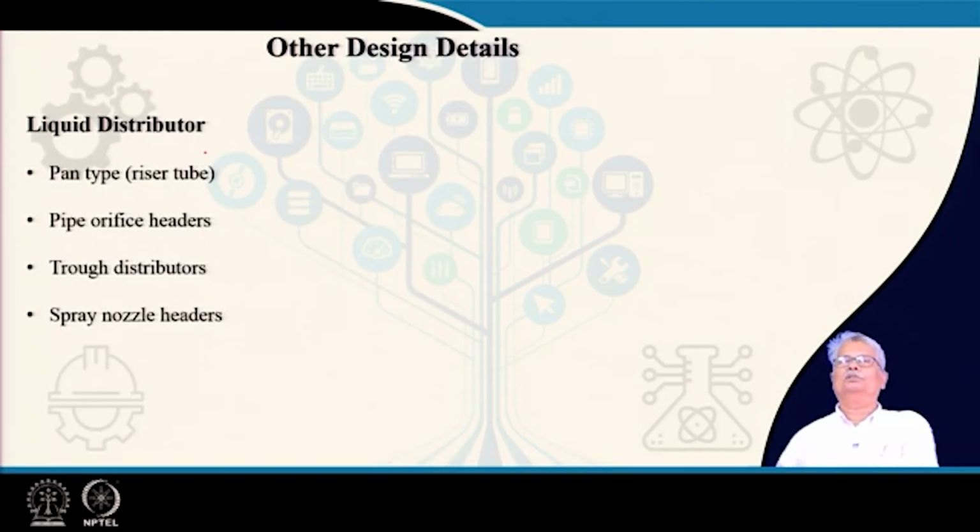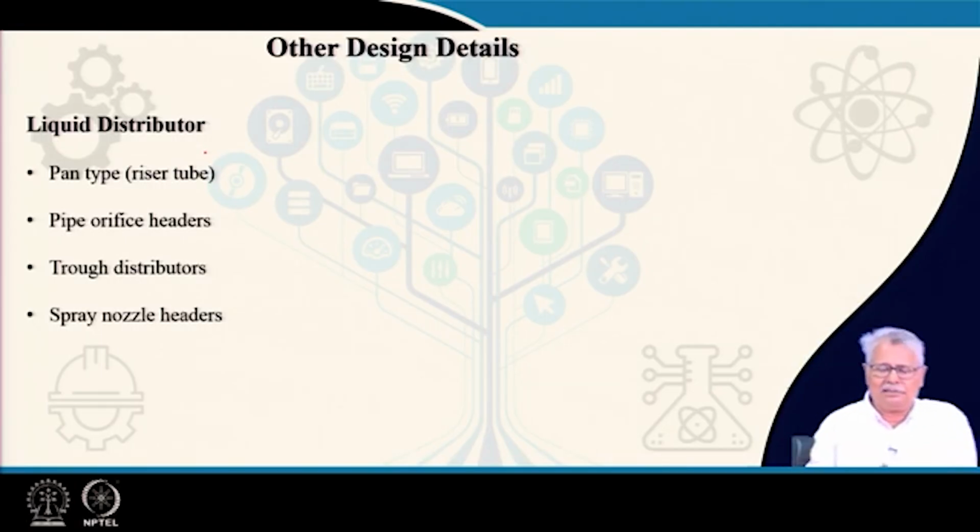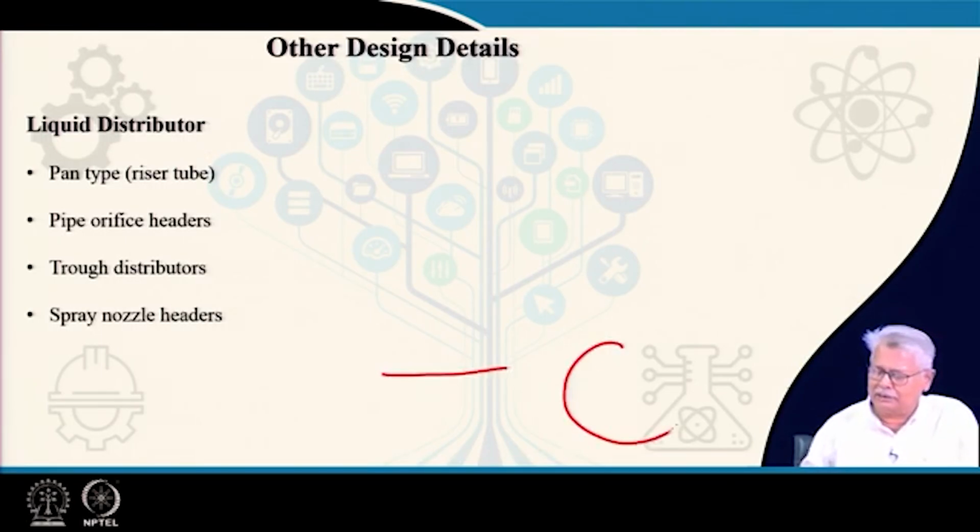Now, you need to know about the other design details. The liquid distributor in case of packed bed is very important. We talked about the different types of distributors. The spray nozzle header is very, very simple. Basically, if you have a tower in which you have to spray, you definitely will be having this type of branches coming from a liquid entry distributor, and you will have your sprays located here.